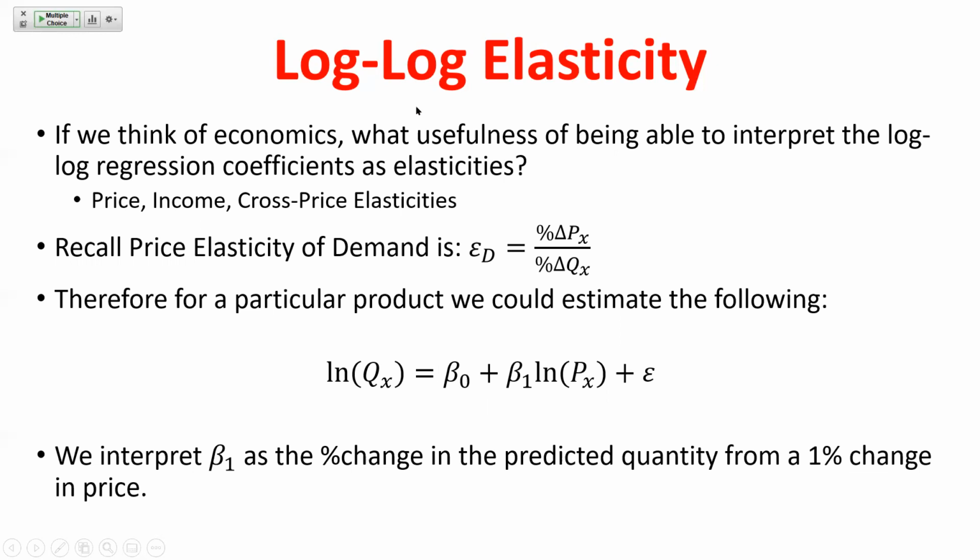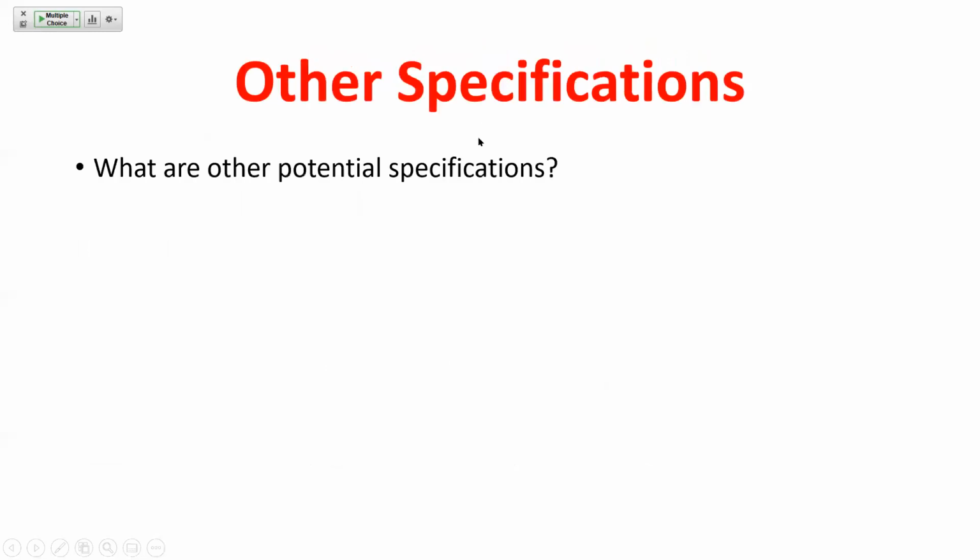So this log specification is really going to give me things like elasticities, because the interpretation is always 1%, right? A 1% change in that X variable tells you the percentage change in the other variable. So you could do cross price, you could do income elasticities if we wanted to do income and quantity. And so we see these log models used quite a bit, especially in economics, right? We want to get some elasticities.